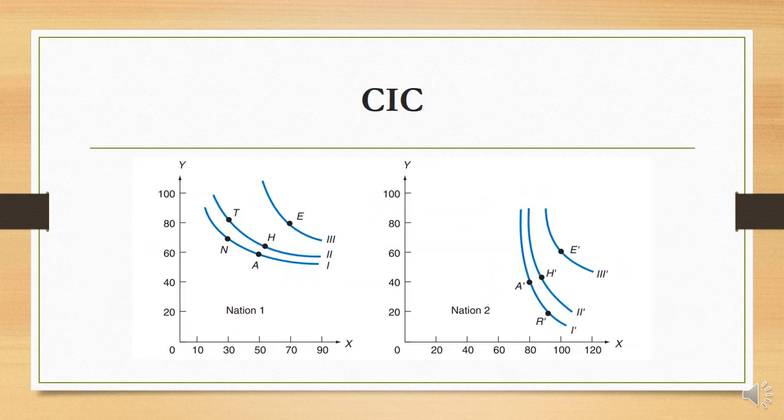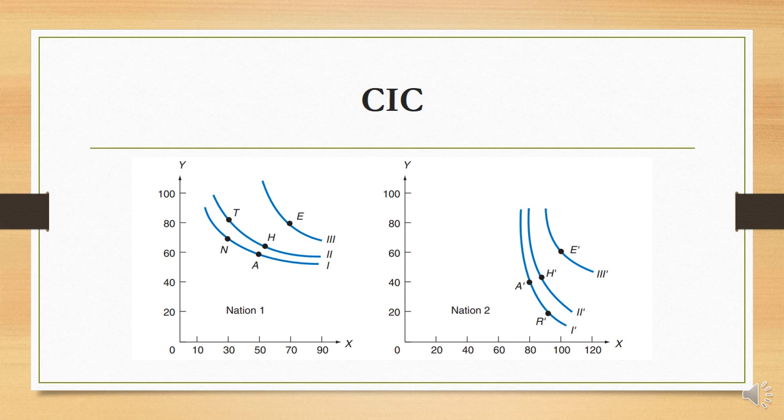These are the diagrams of the community indifference curves. Number 1 is the community indifference curve of nation 1, and number 2 is the community indifference curve of nation 2. Nation 1's community indifference curve is relatively flatter, and nation 2's community indifference curve is relatively steeper.